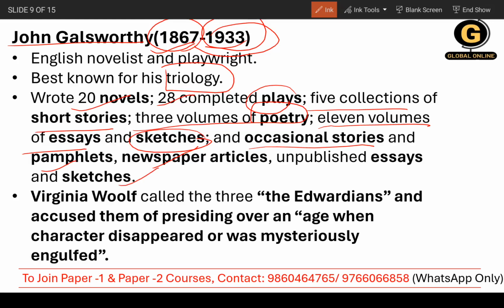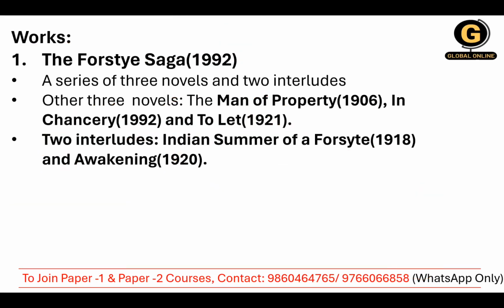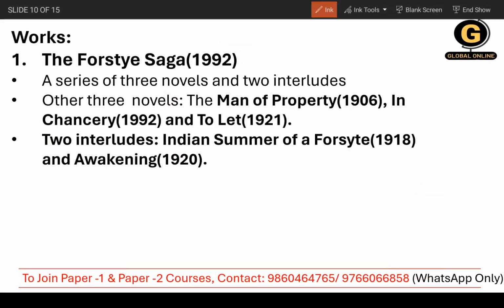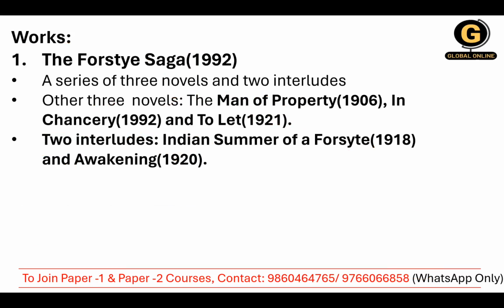And there is an important thing Virginia Woolf said about him. She called the 3 the Edwardians and accused them of presiding over an age when character disappeared or was mysteriously engulfed. So she said this, and you need to know the other 2. Do find out, it's your job. Now let's talk about a work, and I think this is the only important work. Just remember that much, that would be enough for you.